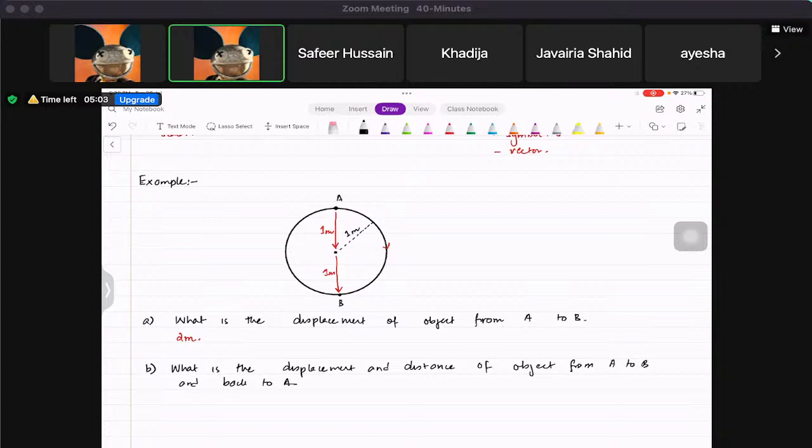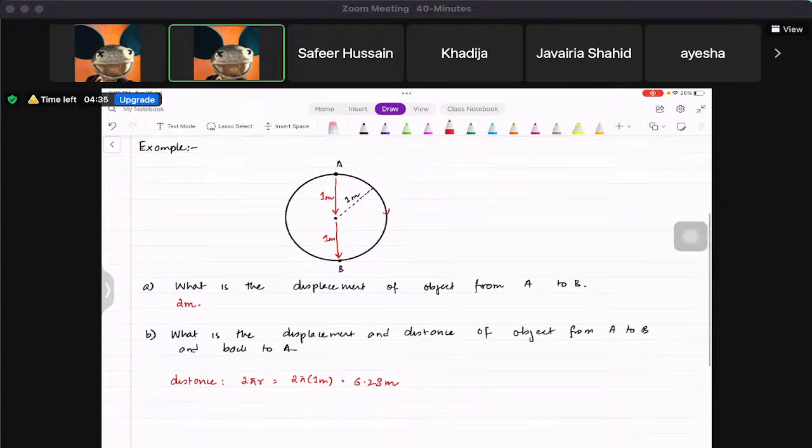Now so let's talk about distance, because this is circle, right? So we apply 2 pi r. That would mean basically 2 pi and 1 meter is the radius, which is 6.28, because pi is 3.14, right? And then you can multiply that. But the displacement from A to B and B to A would be 0.